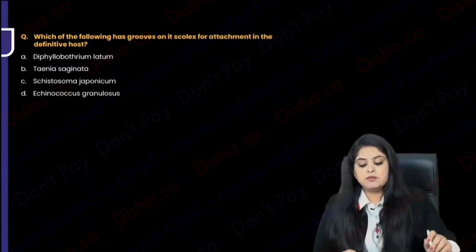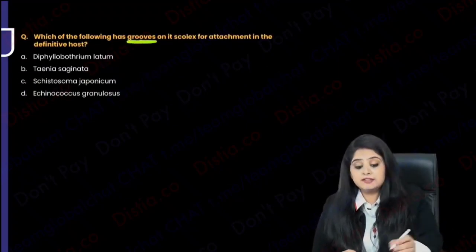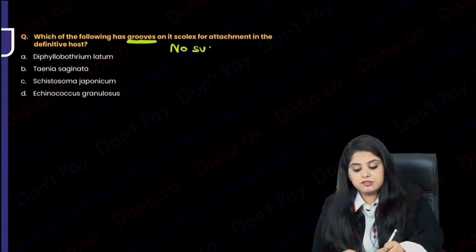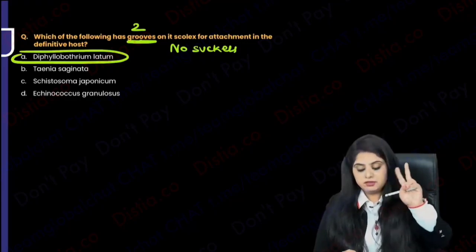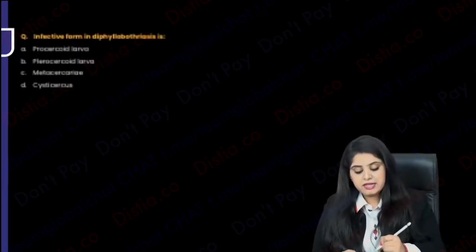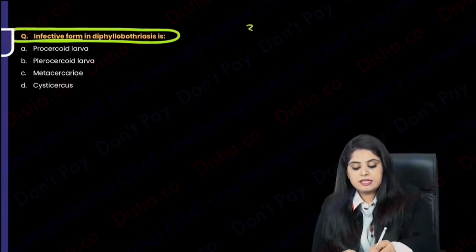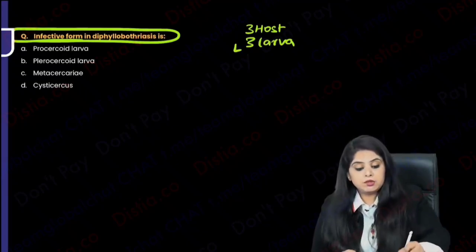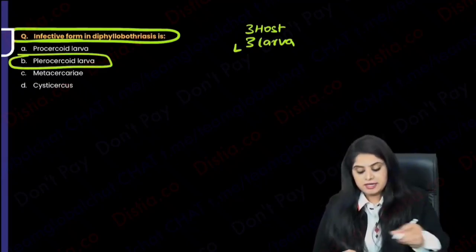Next question: which of the following has grooves on its head for attachment? It doesn't have suckers, no suckers, but grooves. And remember, two grooves: Diphyllobothrium latum. Di means two, it has two grooves. Next, the infective form of this Diphyllobothrium latum. I had said it had 3 hosts and it had 3 larvae, and out of them, the L3 larva was plerocercoid. The plerocercoid larva was the infective form.